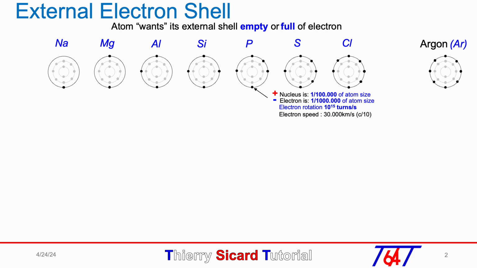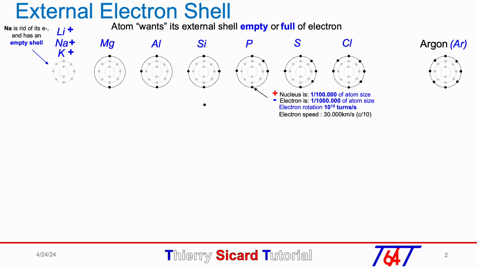The sodium has 1 electron on its external shell. As the atom follows the rule to get the external electron shell empty or full, the sodium atom gets rid of this electron. So the third shell is empty, or the second one is full of 8 electrons. The same thing will happen in the first Mendeleev table column, as for lithium and potassium. The elements of the first column will very often be positive ions.